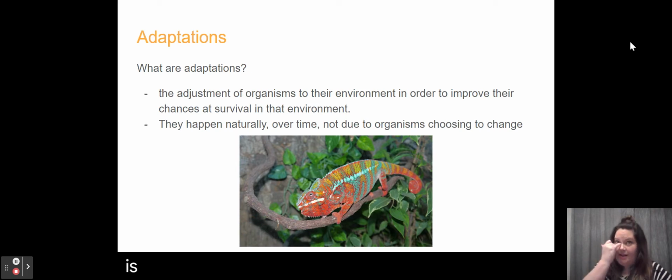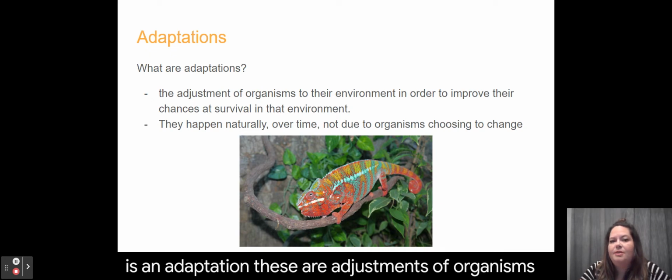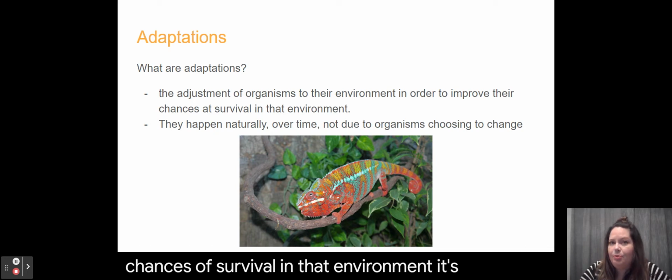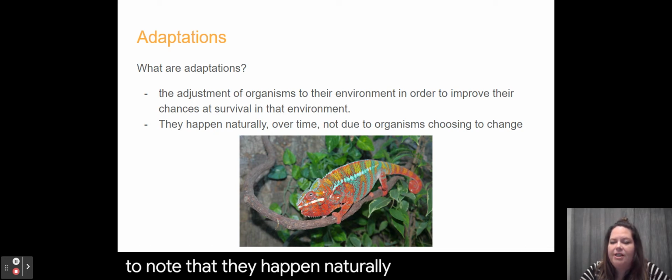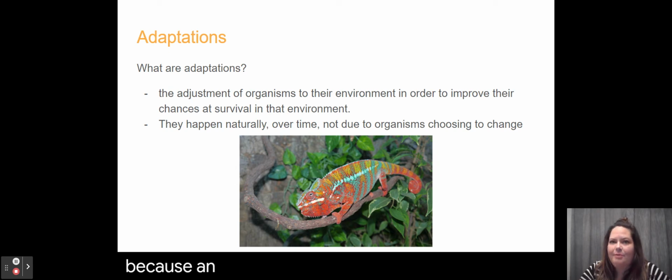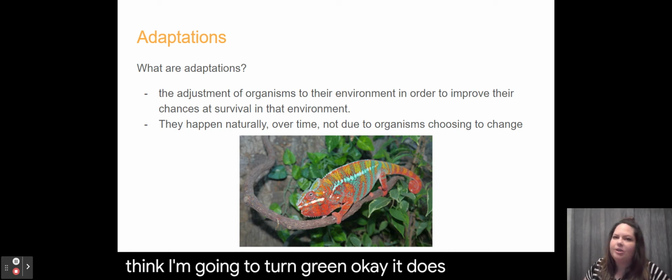All right, so what is an adaptation? These are adjustments of organisms to their environment in order to improve their chances of survival in that environment. It's important to note that they happen naturally over time and not due to an organism choosing to change. Just because an environment changes, an organism can't say, ooh, now that there's more green leaves, I think I'm going to turn green. It doesn't work like that.